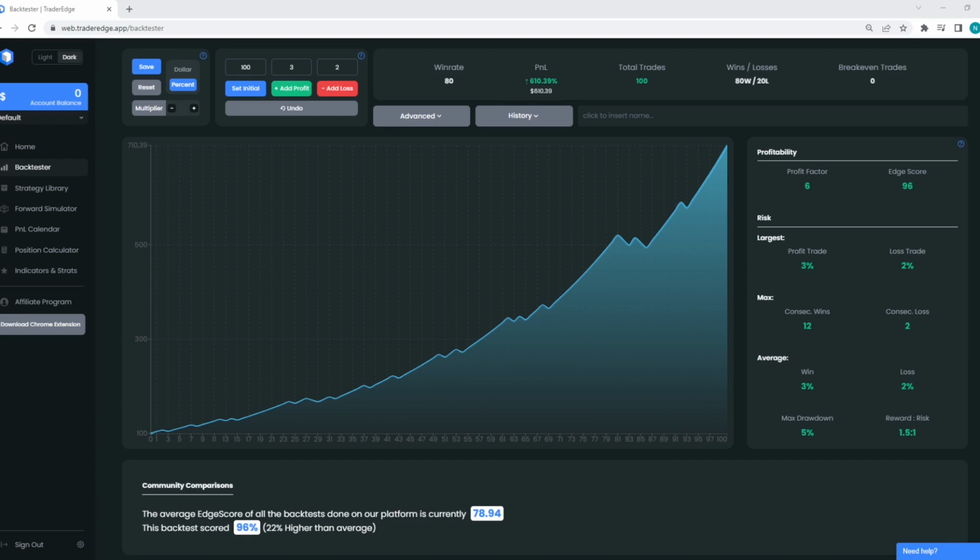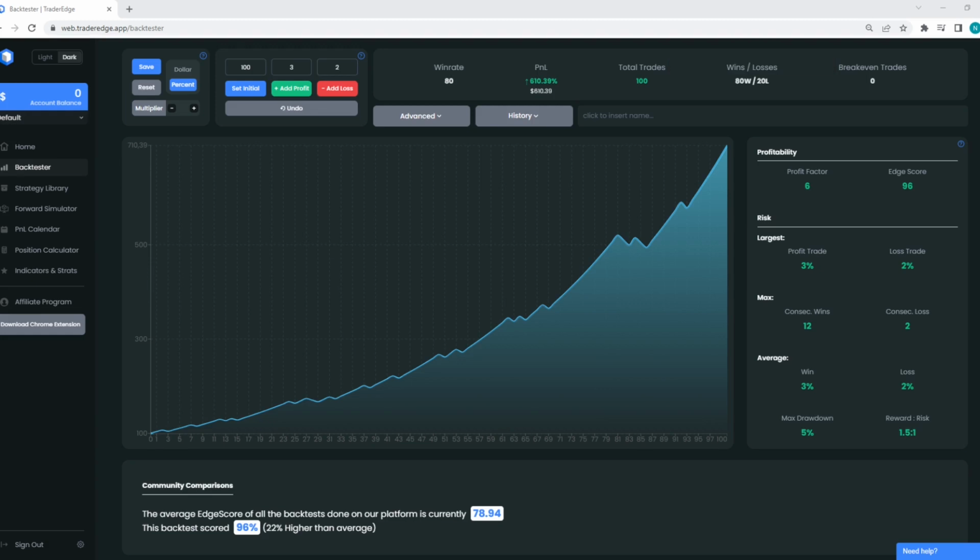So guys, as you can see, the results are now ready. And in my opinion, this result is just brilliant. The strategy is working very, very good. So as you can see, we had a total trades of 100. From these 100 trades, we had 80 wins and only 20 losses.